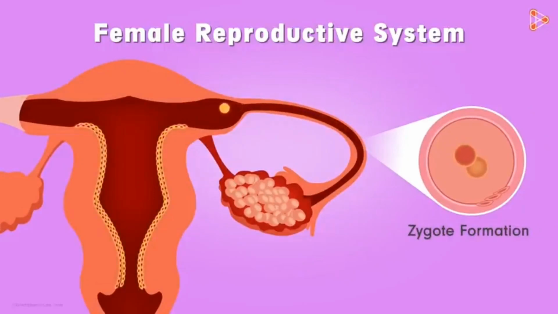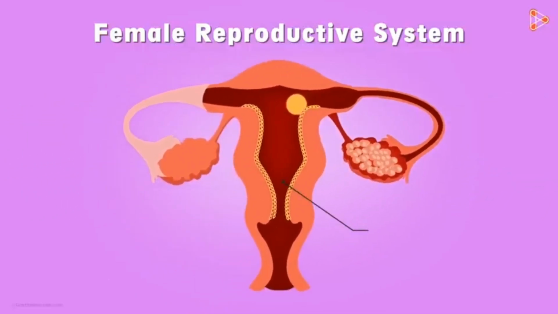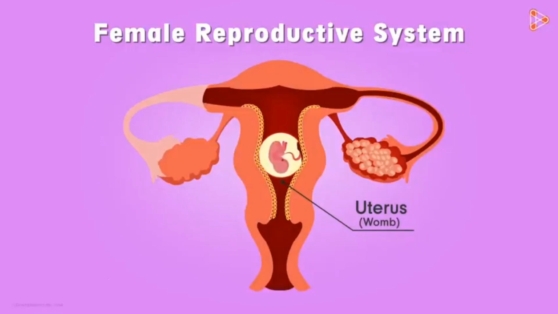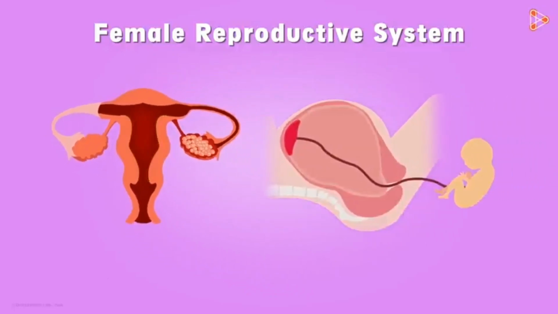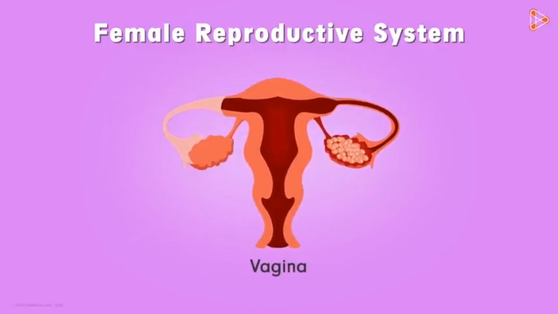And from here, the zygote starts dividing and grows into an embryo. The embryo goes further, needless to say, to the uterus. We know that the uterus, commonly referred to as the womb, is the site of development of a baby. And when the growth of the baby is completed, it comes out of the mother's body through the vagina.